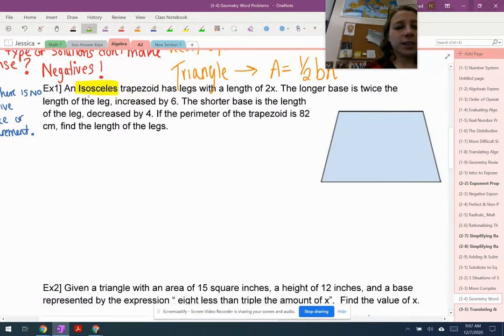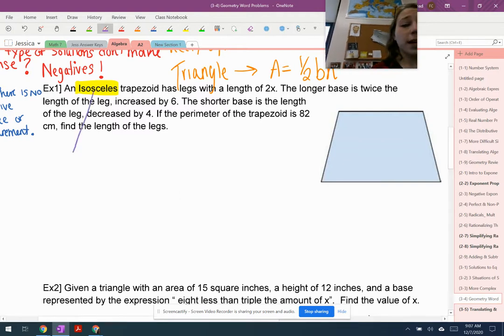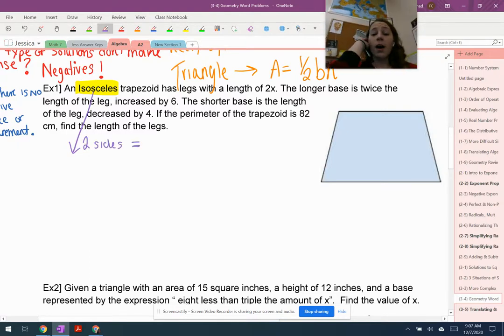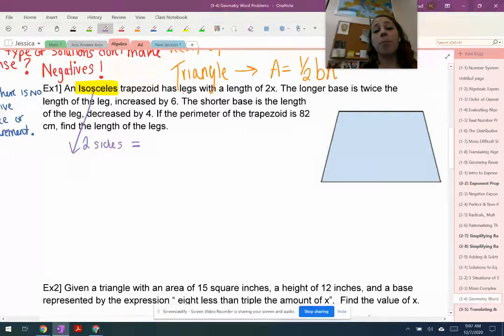That word isosceles you may or may not remember from previous interactions in geometry, but isosceles means that two sides are equal. That's what isosceles means. Which is kind of implied in this first sentence here, even if you didn't know that isosceles meant that, because it says an isosceles trapezoid has legs with a length of 2x, implying that both legs are 2x.